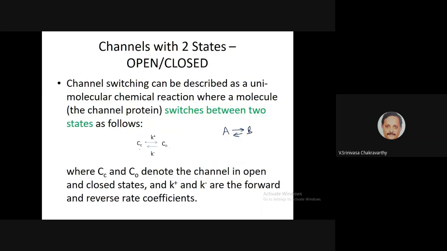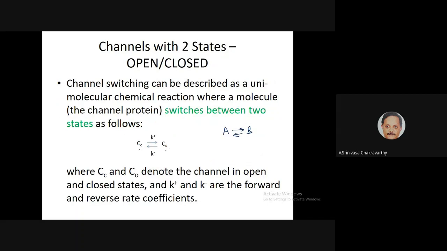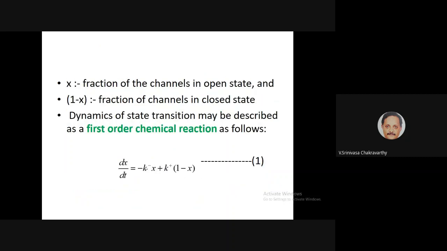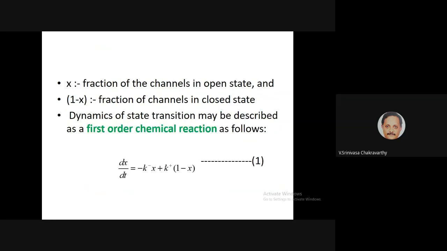Now, if you also invoke this first order dynamics here and use these rate constants, dx by dt is equal to, so the open ones become closed, thereby depleting the number of open channels, so you have minus k minus times x. x is this, this is 1 minus x. And the closed channels become open, thereby increasing the number of open channels. Therefore, that is plus k plus times 1 minus x. So this is the basic equation that describes how the fraction of channels in open state varies with time.